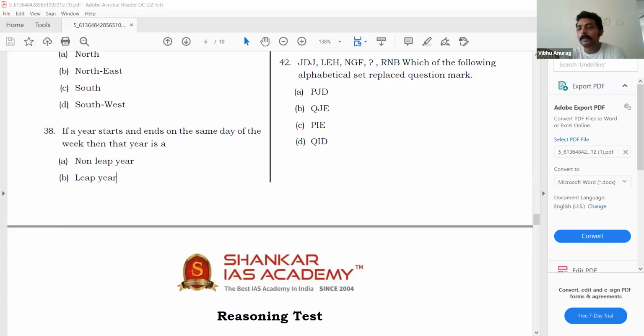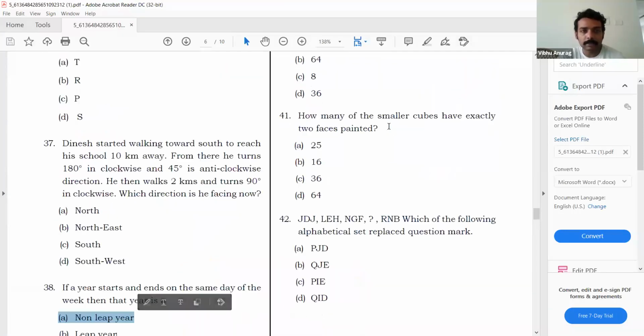So 364 days account for complete weeks. Now a year has either 365 days or 366 days, 366 in case it's a leap year. If it starts and ends on the same day, it means that the last day should be the first day of the 53rd week, just as the first day of the year was the first day of the first week. That means the year should have 365 days. So it's a non-leap year. So option A is the answer.